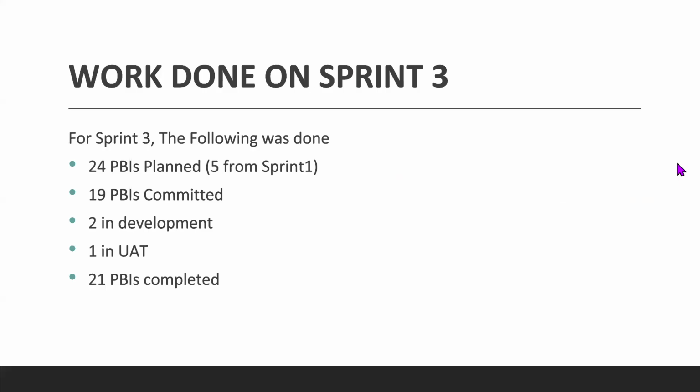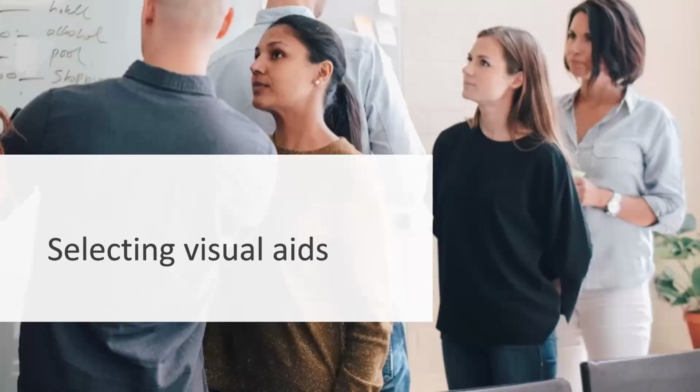Next slide, please. Okay, work done for this sprint. For sprint 3, we had 24 PBIs planned, 5 from sprint 1, and we committed 19. 2 are in development because the developer didn't have access to, I think it's Get Started, both the mobile device and the Get Started clickable. One is in UAT, where the PS needs to communicate with the PO on that, and we have 21 completed. Next slide, please. Okay, these are visual aids.